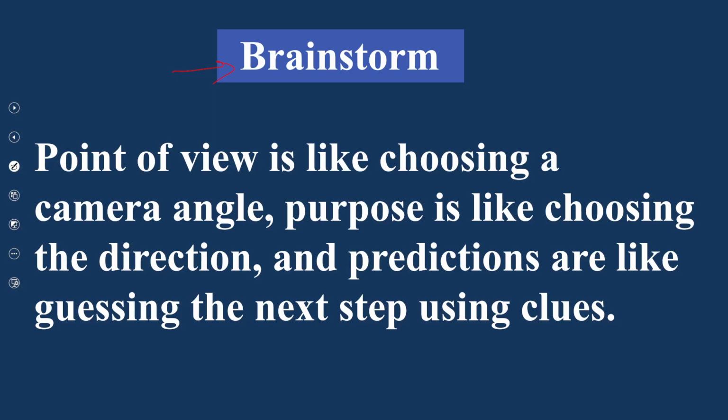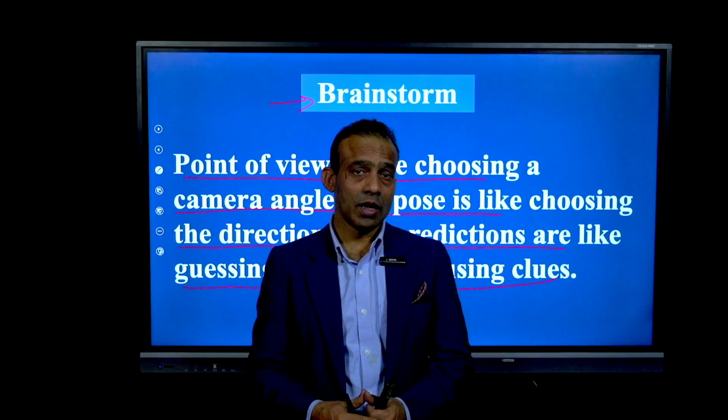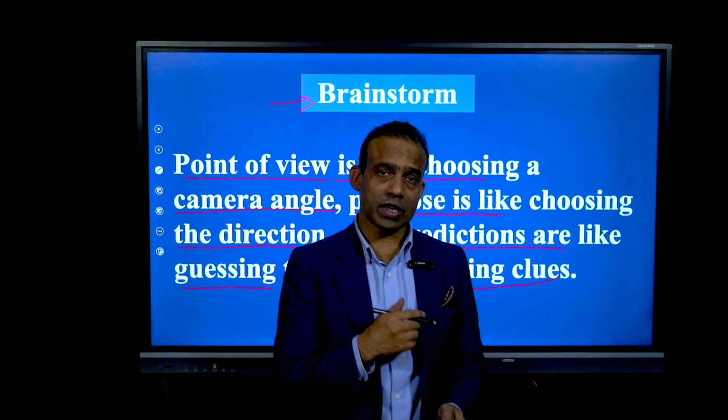Now, look at the statement. Point of view is like choosing a camera angle. Yes, a camera has so many angles, and whenever you select your viewpoint, it is just like choosing the angle of a camera. So purpose is like choosing the direction, definitely. And predictions are like guessing the next step using clues. So, my dear learners, you have learned about this statement about the SLO. Now, move to the next slide.